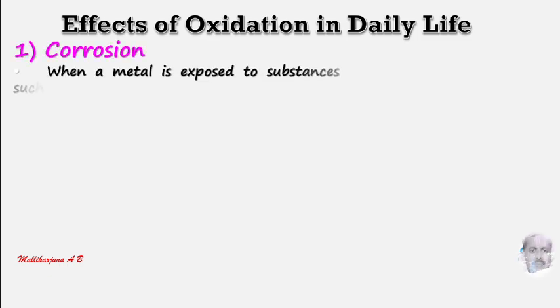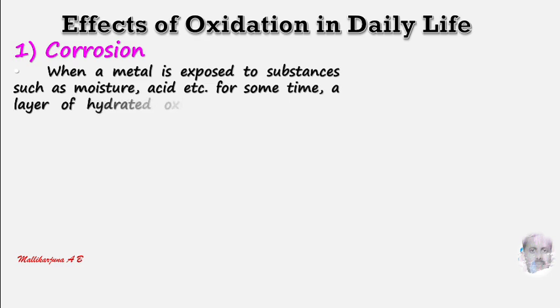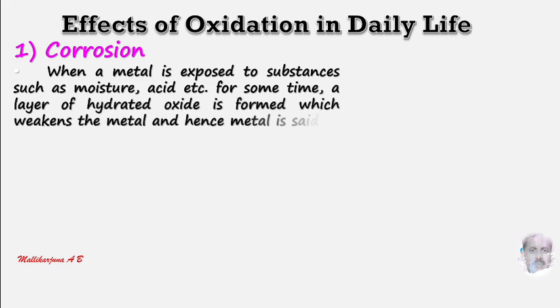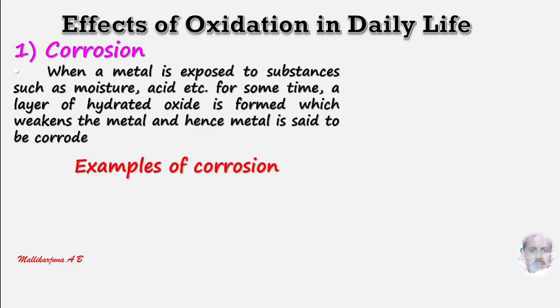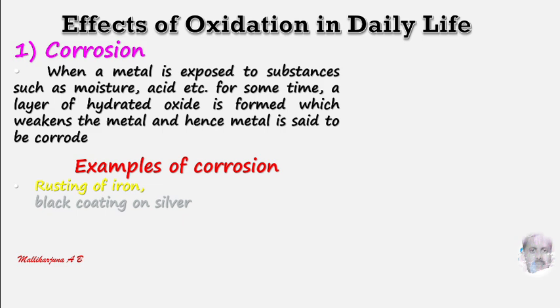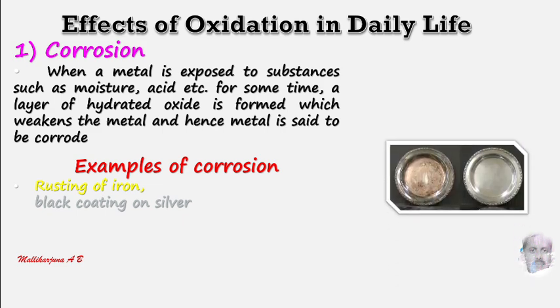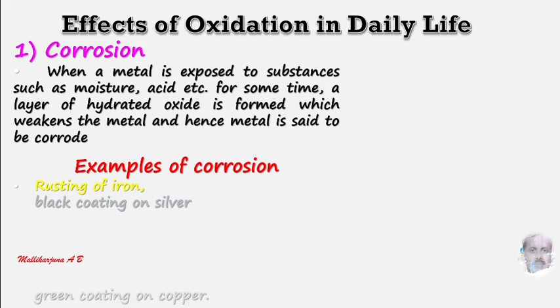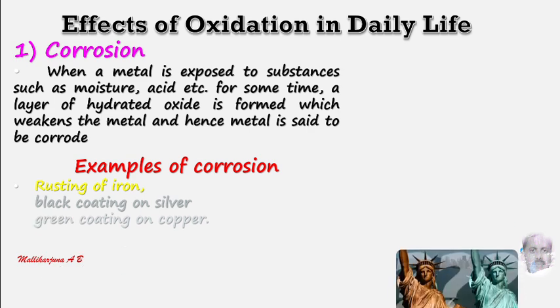Effects of oxidation in daily life. Corrosion: when a metal is exposed to substances such as moisture, acid, etc. for some time, a layer of hydrated oxide is formed which weakens the metal, and hence the metal is said to be corroded. Examples of corrosion: rusting of iron, black coating on silver, green coating on copper.